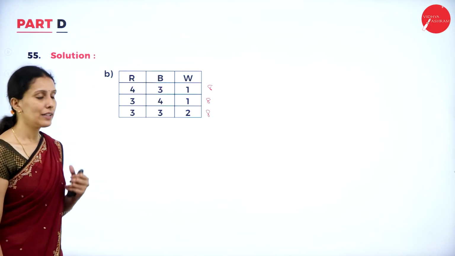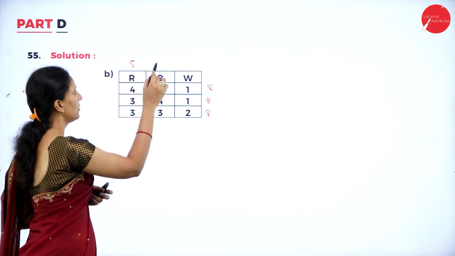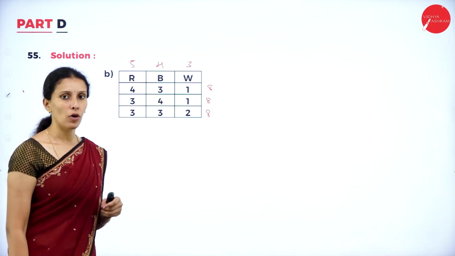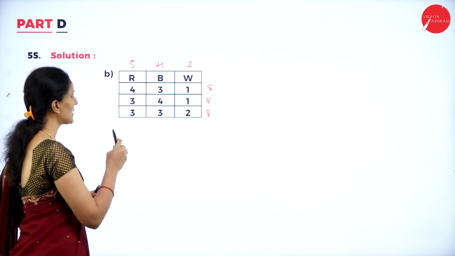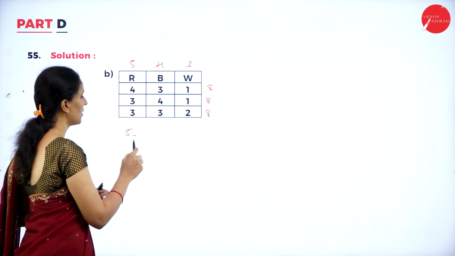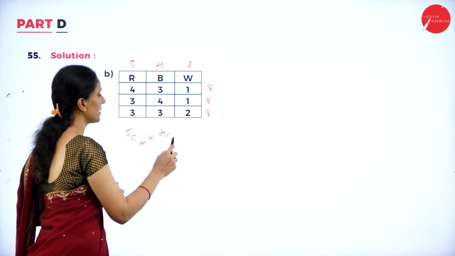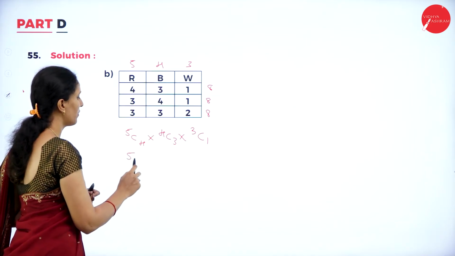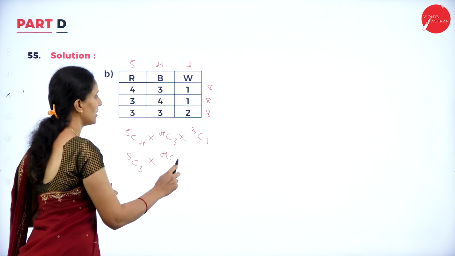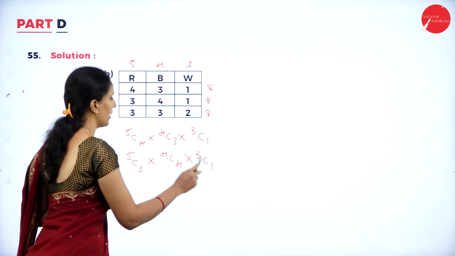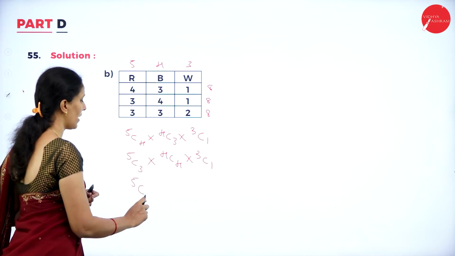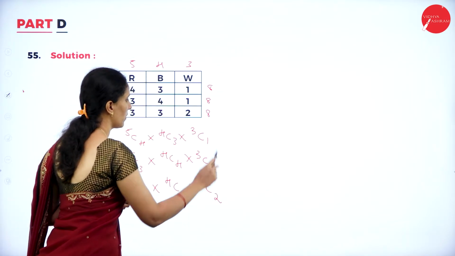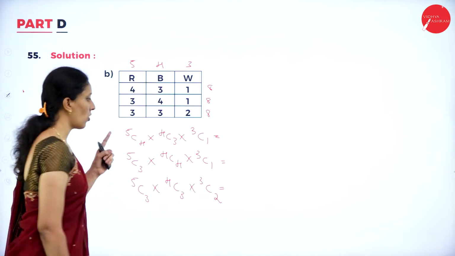So how to find the selections here? We have 5 red, 4 black and 3 white. So this is the maximum number of balls you have. So how to write this selection? For the first one I can write it as 5C4 into 4C3 into 3C1. Now for the second one I can write it as 5C3 into 4C4 into 3C1 again. For the last one I can write it as 5C3 into 4C3 into 3C2. So you have to add all these combinations here.